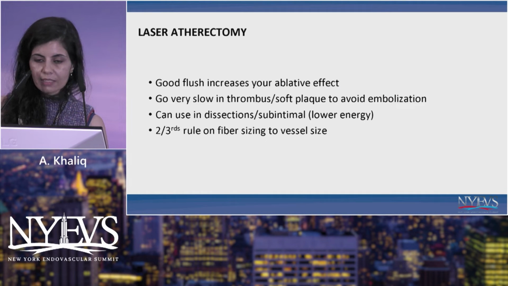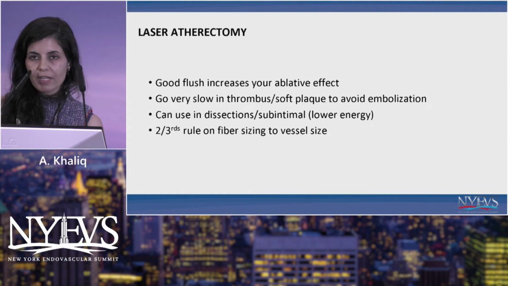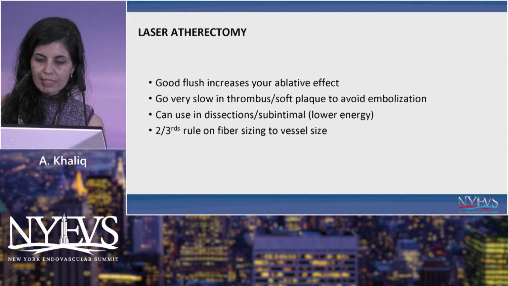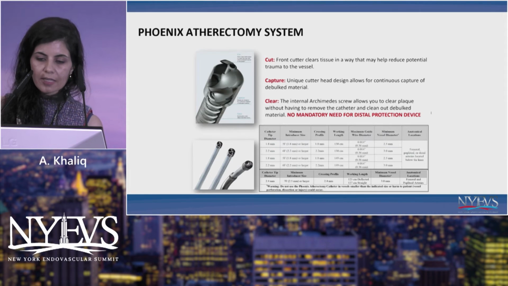Again, a bit about technique, same thing, good flushes, and we talked about the sizing being an important principle. So my rough guide is to use 66% or 2/3 of the vessel size. And again, atherectomy basically done too, it's one of the approved atherectomies for thrombus and soft plaque as well. Next, and ISR as we saw.